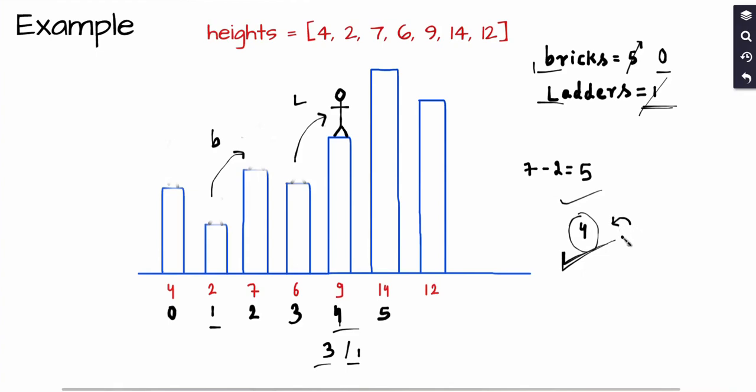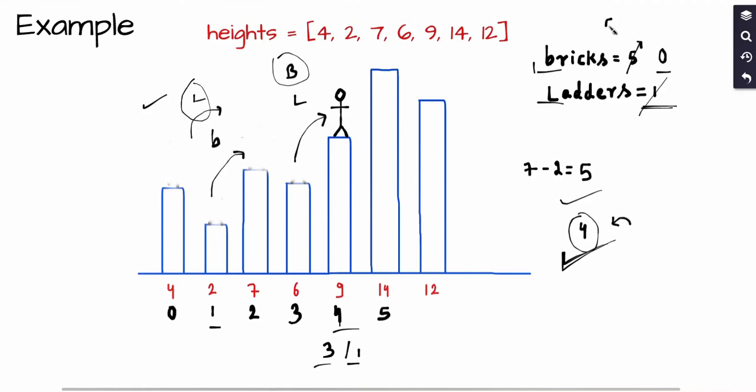But there is another choice. I can either use ladder here and bricks here. That is the second choice. And what would be the final answer if I make this second choice, that is using the ladder first and then bricks? In that case, let's see that. So here I use my ladder on step number 2. Then here, that is moving from 3 to 4, I use my bricks.